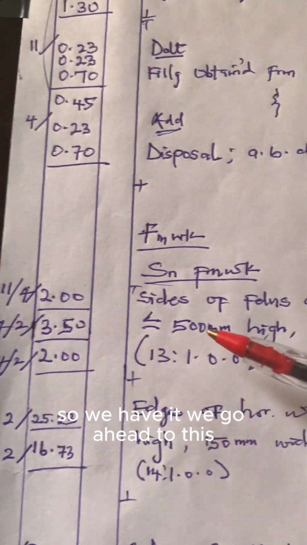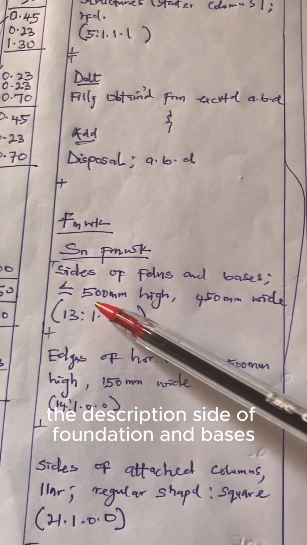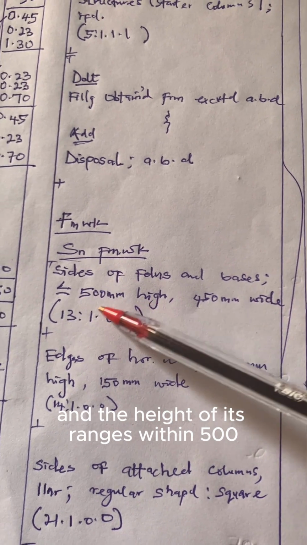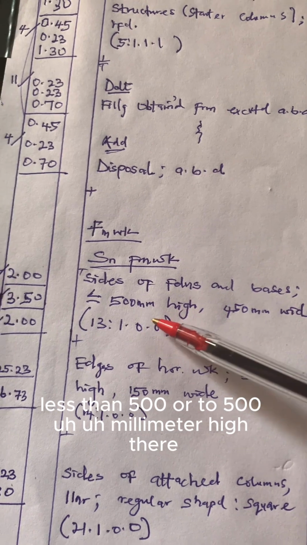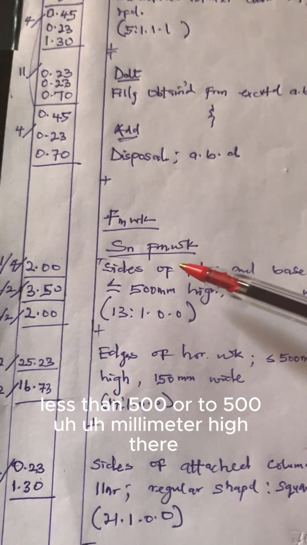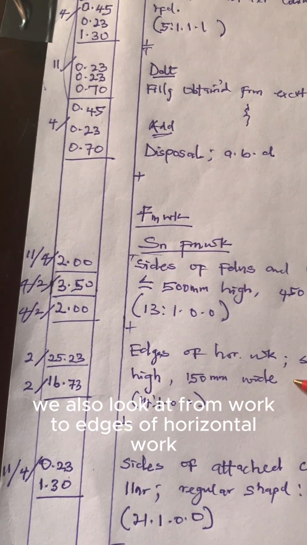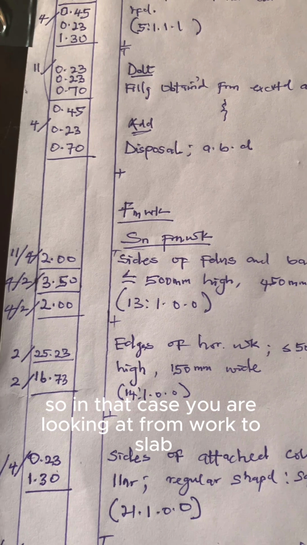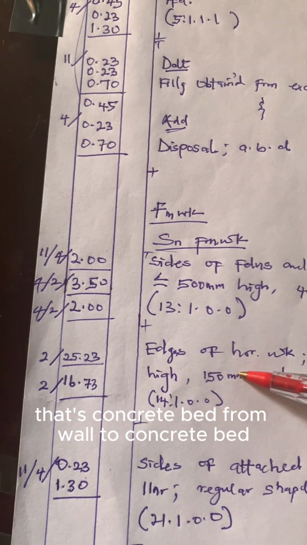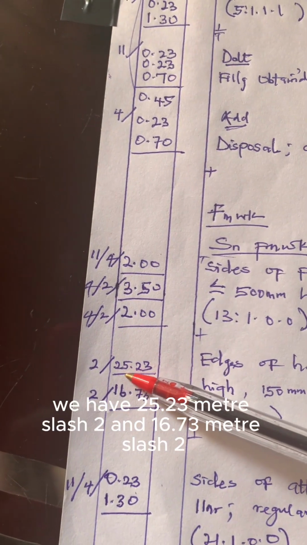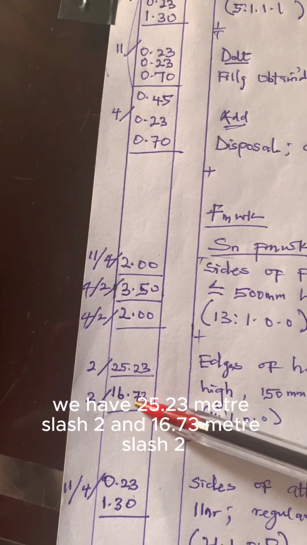So we go ahead to the description: side of foundation and bases, and the height of it ranges within 500, less than or equal to 500 millimeter high. Then we also look at formwork to edges of horizontal works. So in that case, we are looking at formwork to slab, that's concrete bed. Formwork to concrete bed. In that case, we will have 25.23 meter slash 2 and 16.73 meter slash 2.